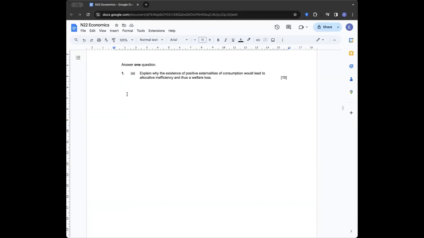Question 1A. Explain why the existence of positive externalities of consumption would lead to allocative inefficiency and thus welfare loss. The intro is going to include the definitions of positive externalities, consumption externalities, welfare loss, and allocative inefficiency.